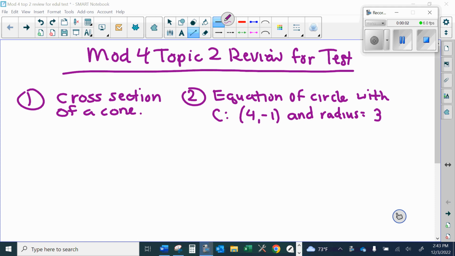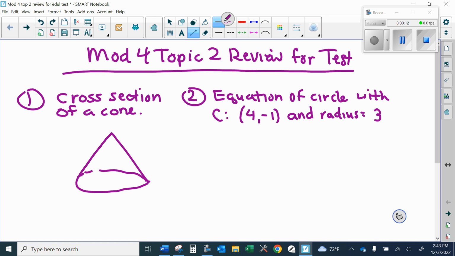Okay, students, let's review for your Mod 4 Topic 2 test. Number one, you're going to have a cross-section of a cone. So you need to know what the different cross-sections will look like. If they do a cross-section across the base, what shape it would be. If they did a cross-section diagonally, what it would be. Or if they did a cross-section through the apex, what shape would it be?